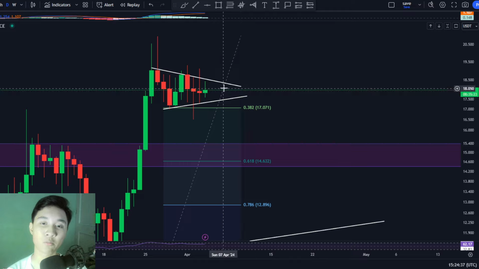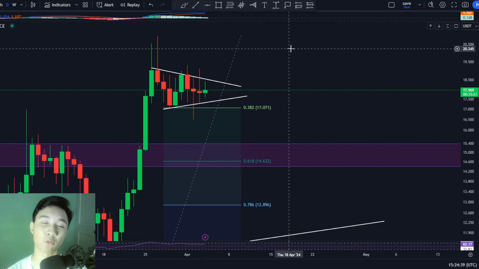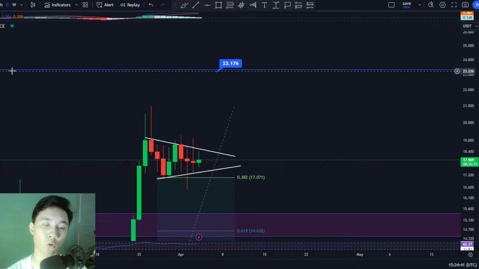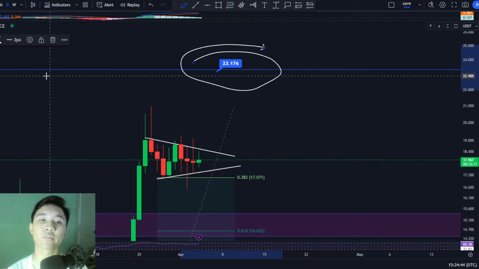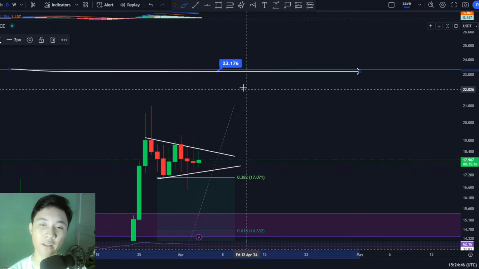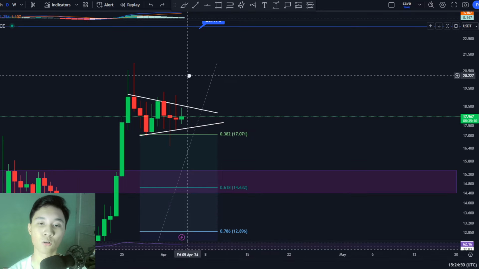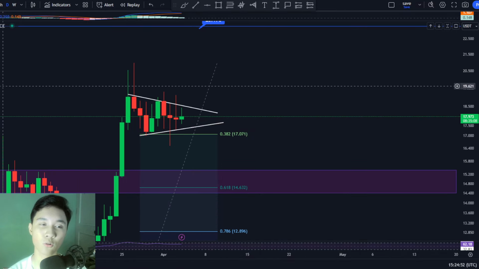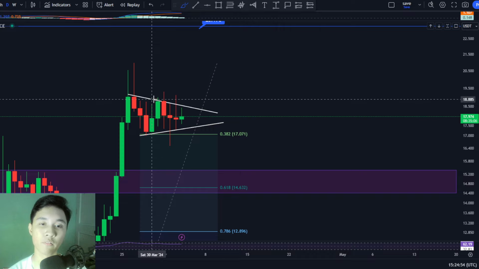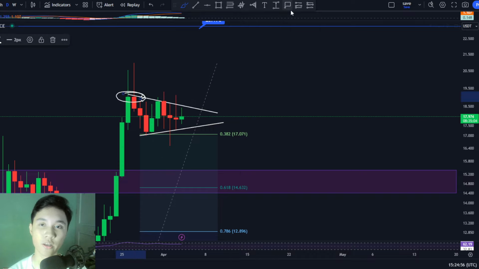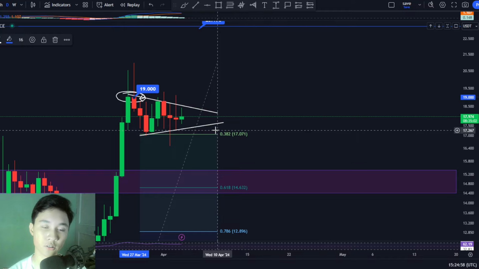I'll be mentioning the targets right now. So let's say ICP breaks above the triangle. I'm targeting a pump towards the upside to our target of $23, where the next major resistance level is located at. $23 is the target if we see ICP close the daily candle above the triangle, or most importantly above this previous swing high right here, and that is at around $19.